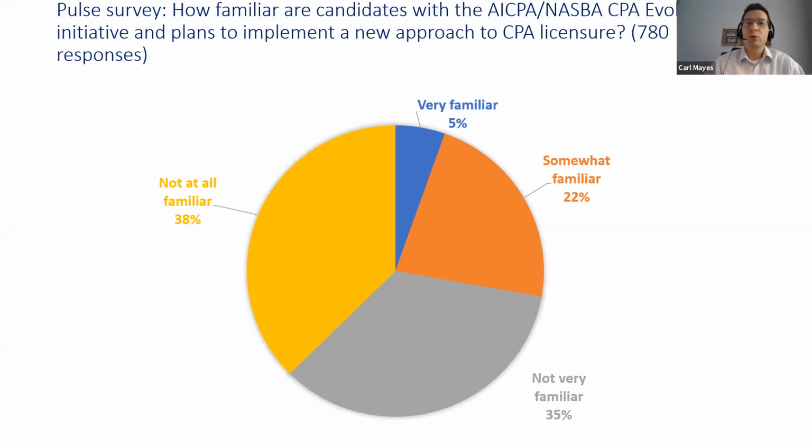So the first question that we asked of candidates is, how familiar are you with the AICPA and NASBA CPA Evolution Initiative? And really what we heard was they're not. About 27% said they're either very familiar or somewhat familiar, and everybody else was lower than that. And really that's not a surprise to us. Our primary communication efforts have been focused on state boards and helping them make those changes that they need to make. And then yourselves, faculty, and helping faculty understand some of the transition implications associated with CPA Evolution.